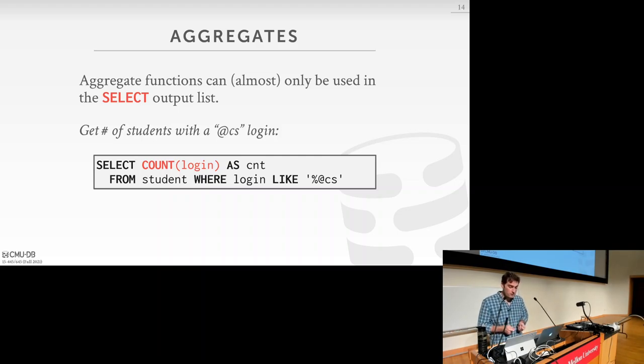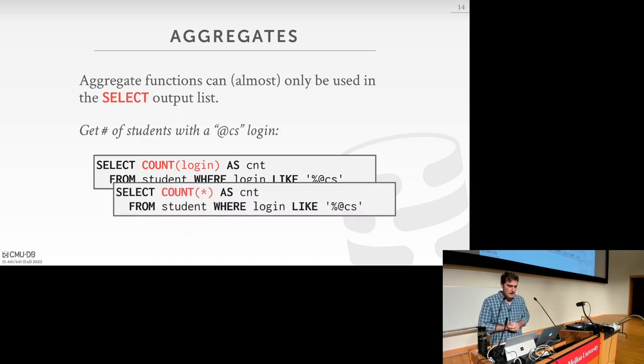Now this is one way to write it. There are a few others. For example, you could just say count star. So star, as I showed in the beginning, gives you all of the columns for a particular table. So we don't really care about necessarily the count of specifically the login column. We're just interested in the count of the number of student tuples or records that match the criteria that we specify in the where clause.